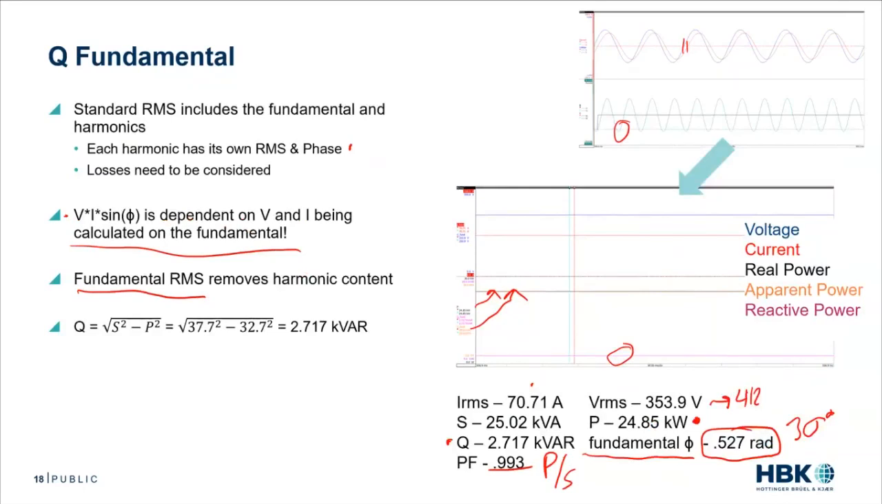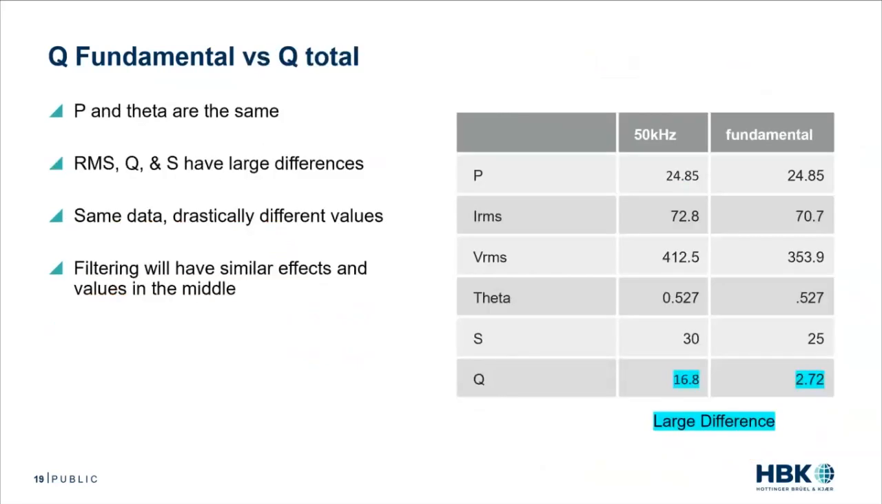It's similar to a THD calculation. And we find that using that exact same equation, what previously was 16 kVAR is now 2.7 kVAR. And if we line up those stats side by side, the full bandwidth and the fundamental, power is the same.